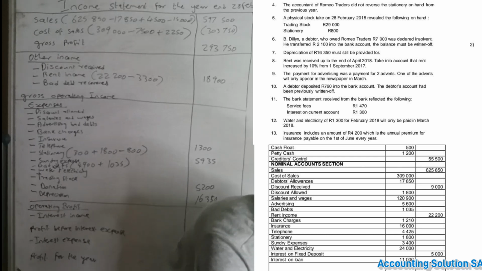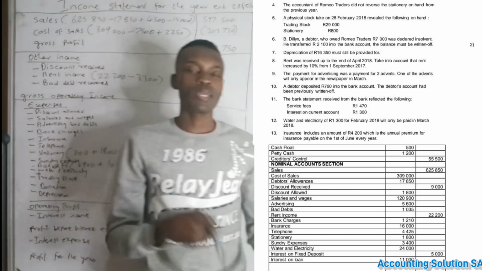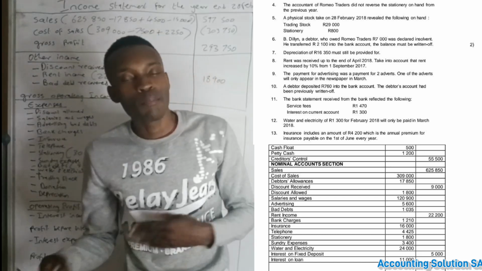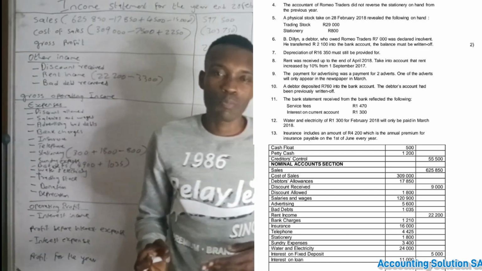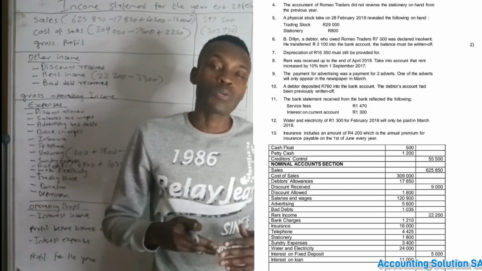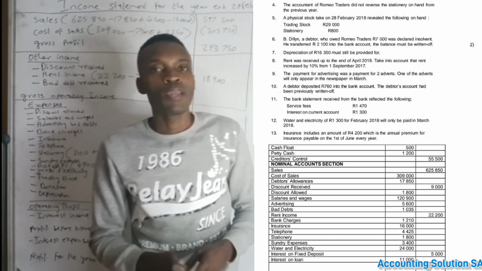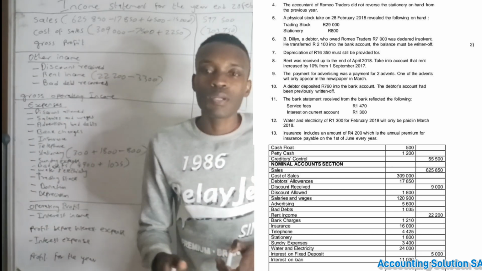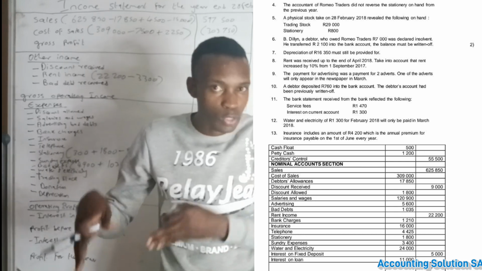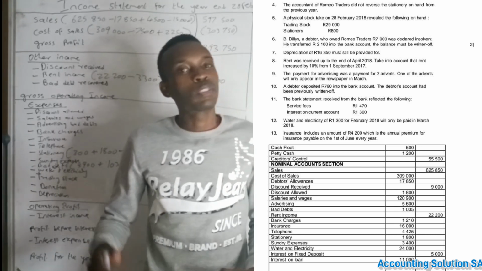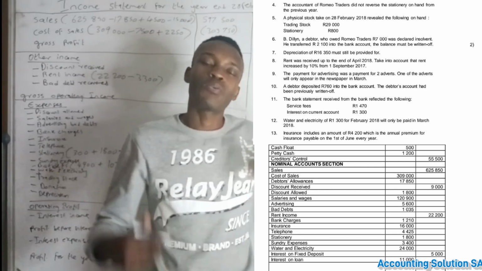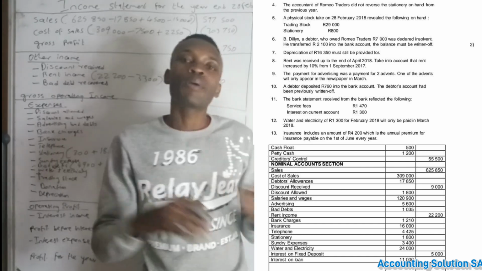Okay, number 9, the payment for advertising was payment for 2 adverts. One of the adverts will appear in the newspaper in March. So our year is ending 28 February. Remember, when we do income statement, we must do a cutoff. We don't record something that is in advance. We have to subtract them. And we have to make sure that if we record 10 months, we must add another 2 so that it can be 12. We have to make sure that we record 12 months for all income and expenses.